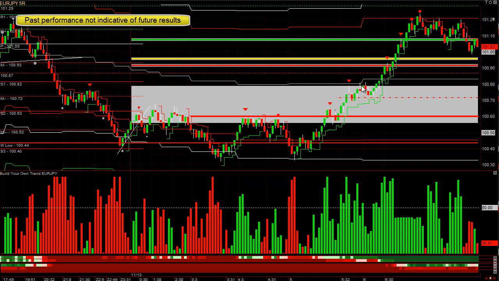If you got short again here at the hourly, it's kind of going sideways. And notice how strong it is. So, that being the case, when it goes back above the hourly, you might want to go long here.